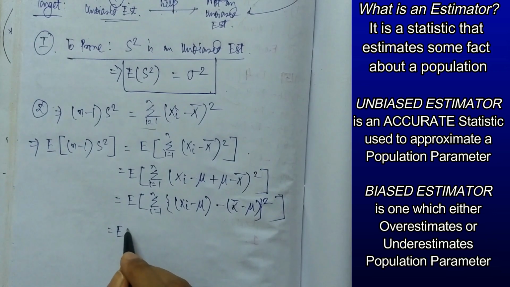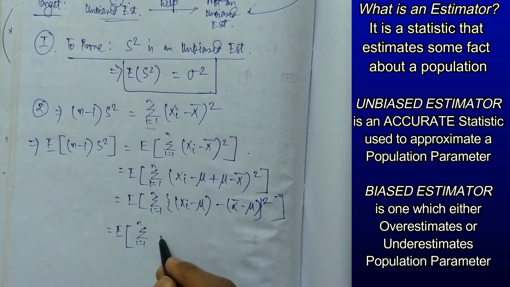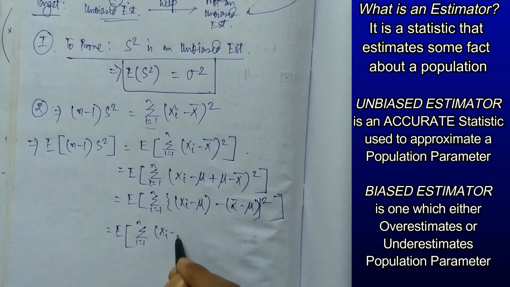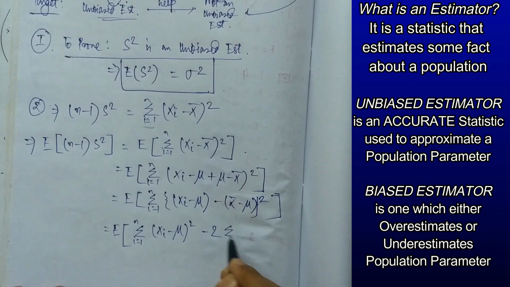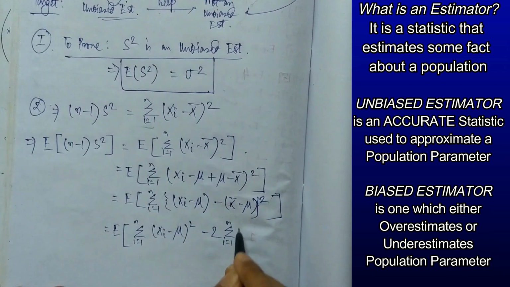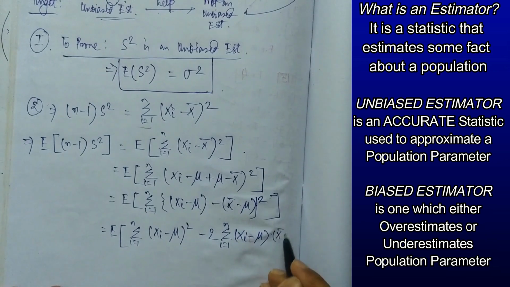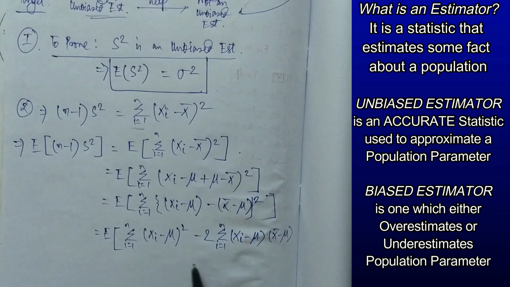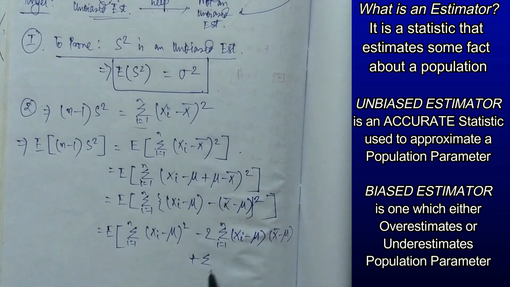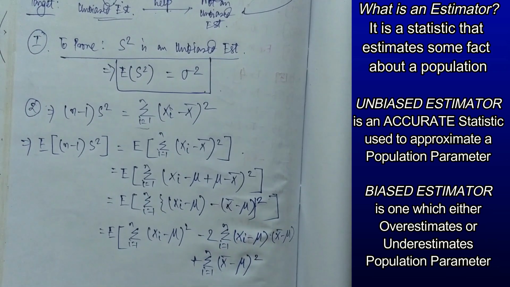This is expectation of summation i equals 1 to n xi minus mu whole square, minus 2 summation i equals 1 to n xi minus mu multiplied by x bar minus mu, plus summation i equals 1 to n x bar minus mu whole square.